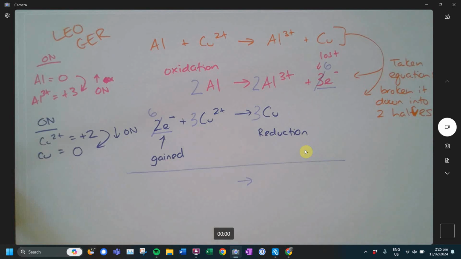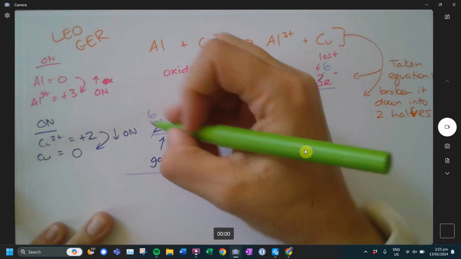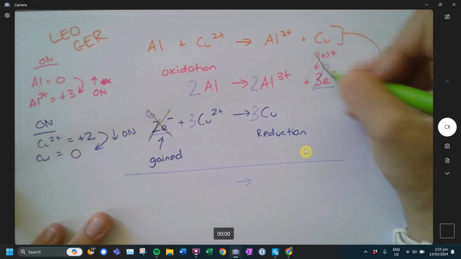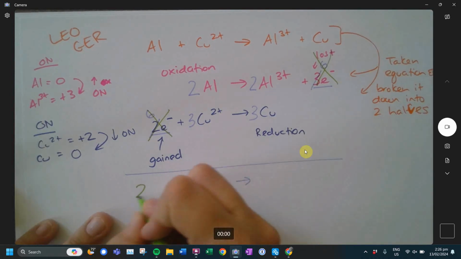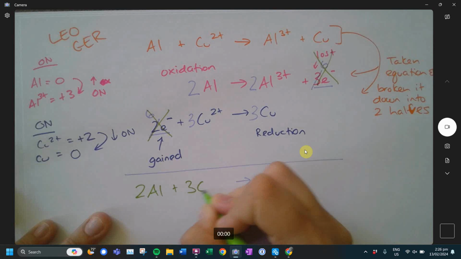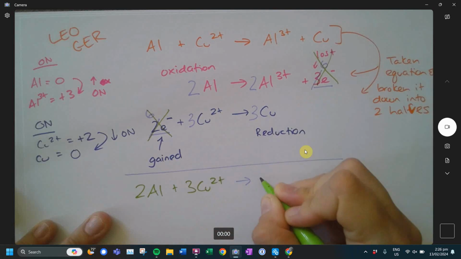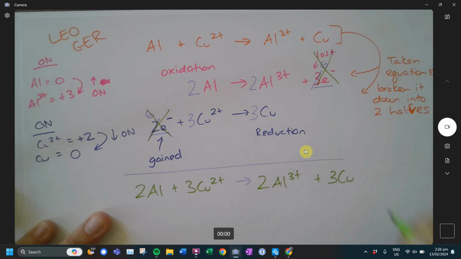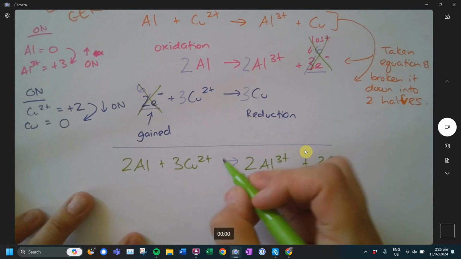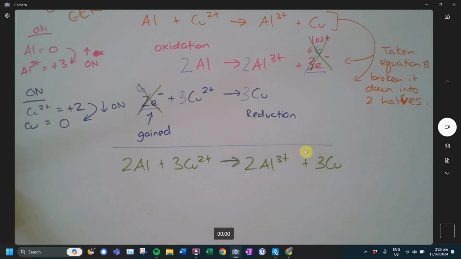Let's put them together. Let's grab another color. So these 6 cancel out with these 6, and then everything else just gets pulled down. So that's 2Al plus 3Cu2+ makes 2Al3+ plus 3Cu. And that's my final balanced equation. And that's working towards the excellence level now.